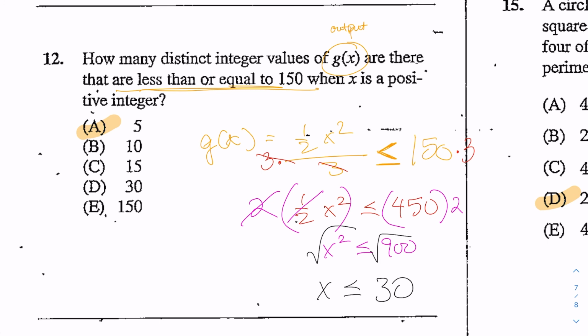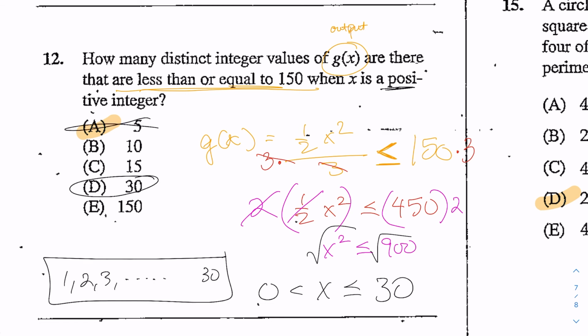So here you want to know how many distinct integers of g of x are there that are less than or equal to 150 when x is a positive number. So here you have a bunch. There will be 30 numbers less than or equal to 30. Remember, it includes 30. So you start with, and they have to be positive. Start with 1, then 2, then 3, then etc. all the way up to 30. So this is not actually choice A, it's choice D.